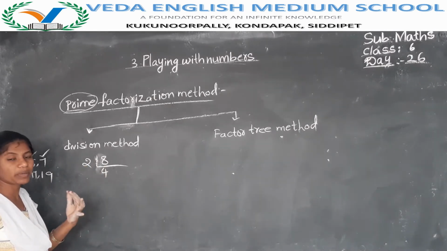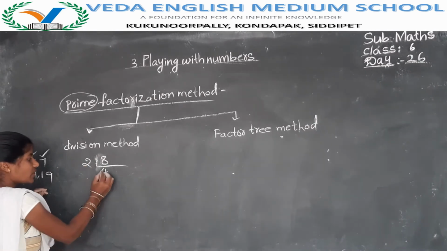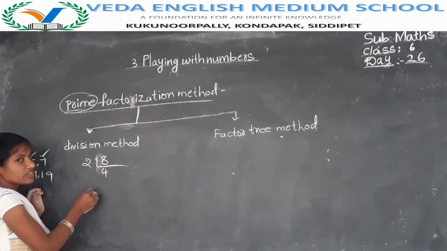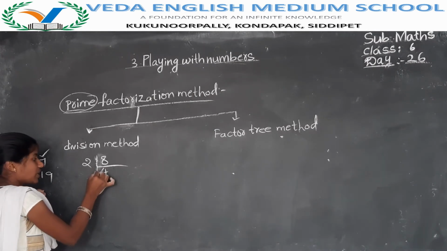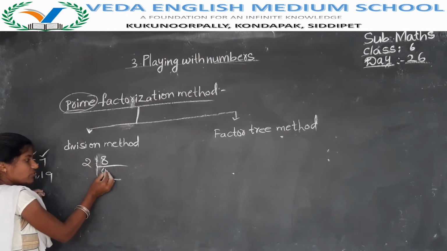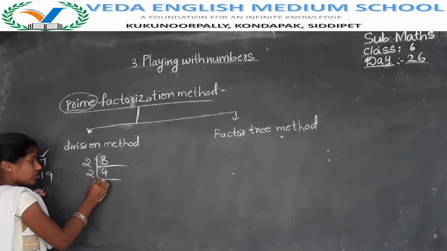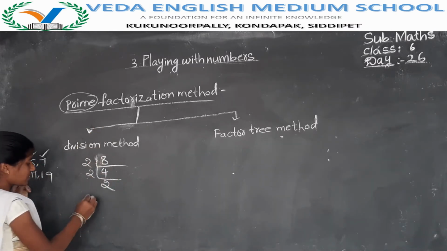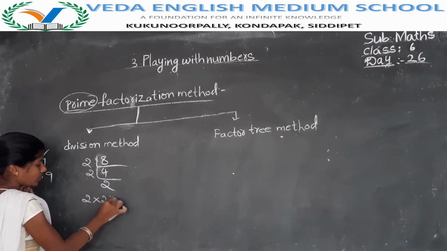Now is 4 said to be a prime number? No, it is not a prime number. Again this 4 is also divisible by 2, so 2 2s are 4. So the prime factorization of 8 is 2 into 2 into 2.